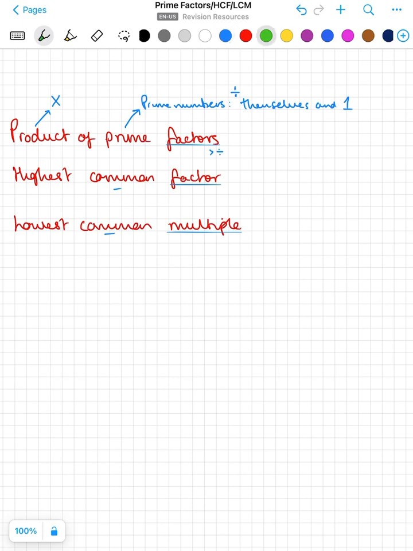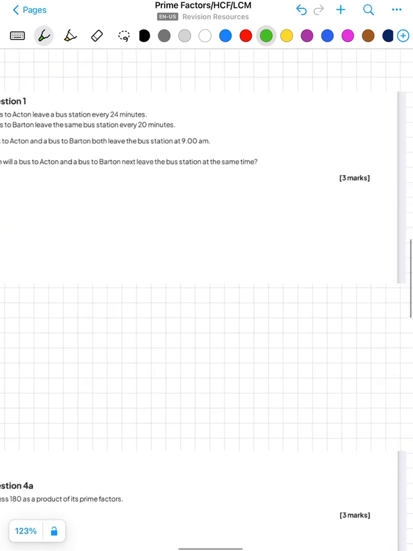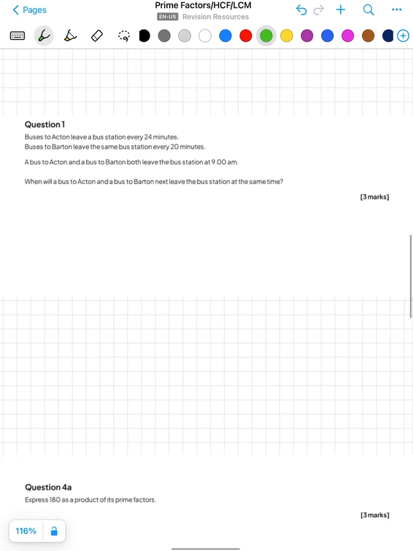So let's look at some exam style questions to put this into practice. Our first question is a wordy question that may not look like a lowest common multiple question at first, but in fact we are using the theory of lowest common multiples to work this out. There are a couple of ways to do this. Buses to Acton leave the bus station every 24 minutes. And buses to Barton leave the same bus station every 20 minutes. They both leave at 9 AM. When will a bus to Acton and a bus to Barton next leave the bus station at the same time?